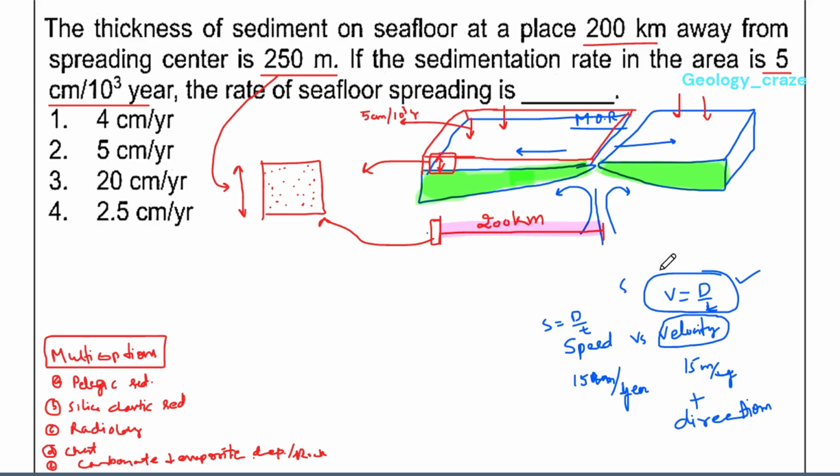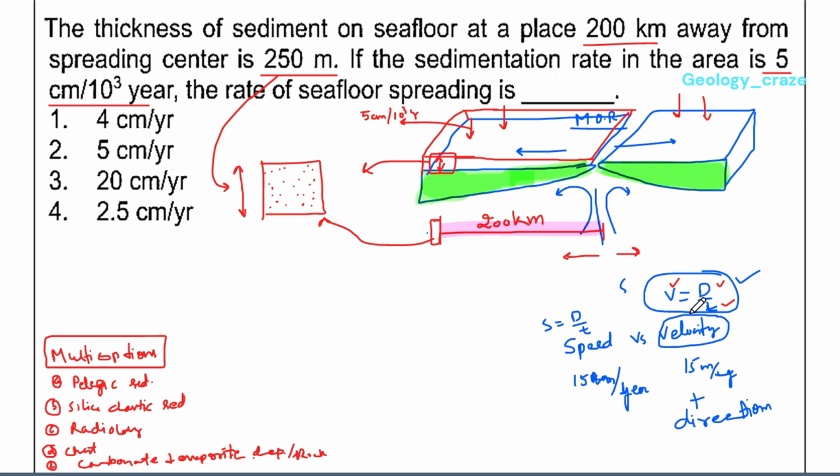So we have to find out what the rate of sea floor spreading is, with which velocity these plates are moving away from each other. We have to calculate that, and for that we need velocity, distance, and time. We have distance, but we don't have velocity or time.